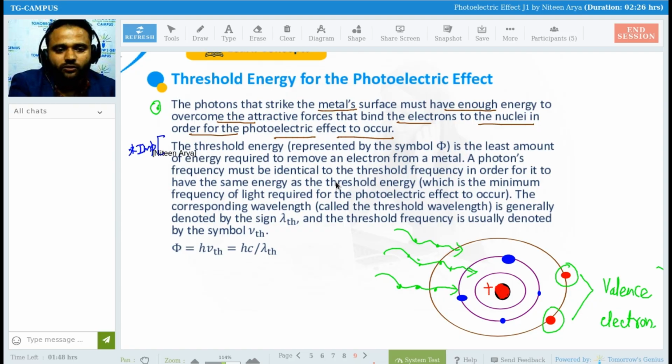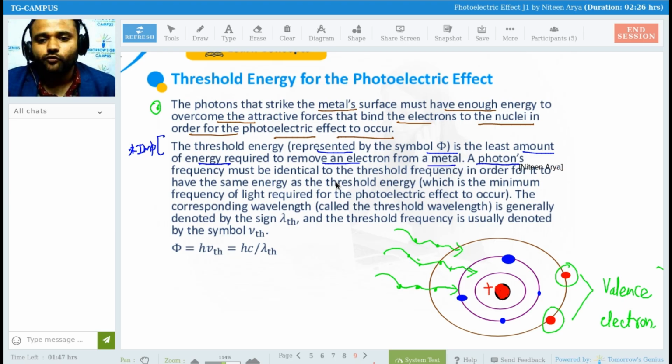Sometimes you need to write a direct definition for a 1 mark or 2 mark question. The threshold energy, represented by the symbol phi, is the least amount of energy. Read each particular word with focus. The least amount of energy required to remove an electron. An electron means a single electron. Only a single electron we are talking about right now.